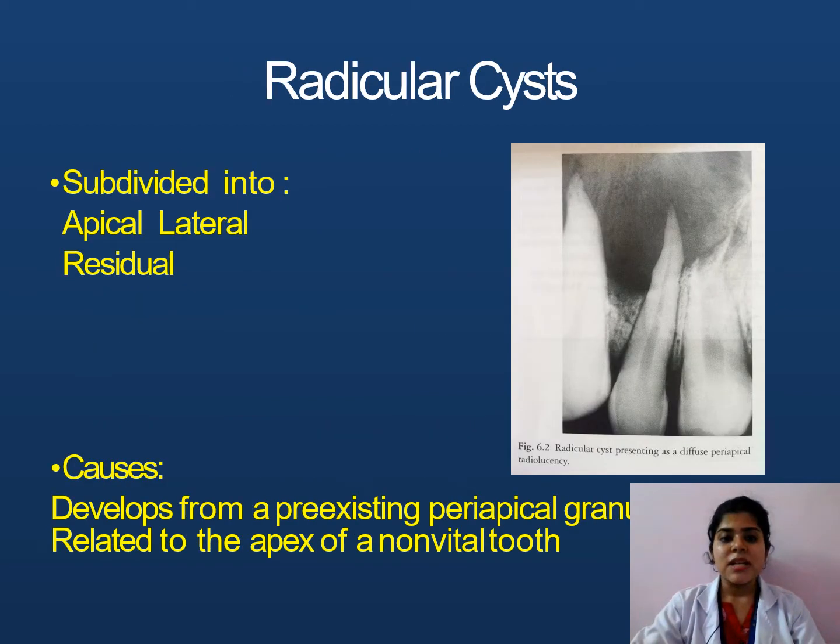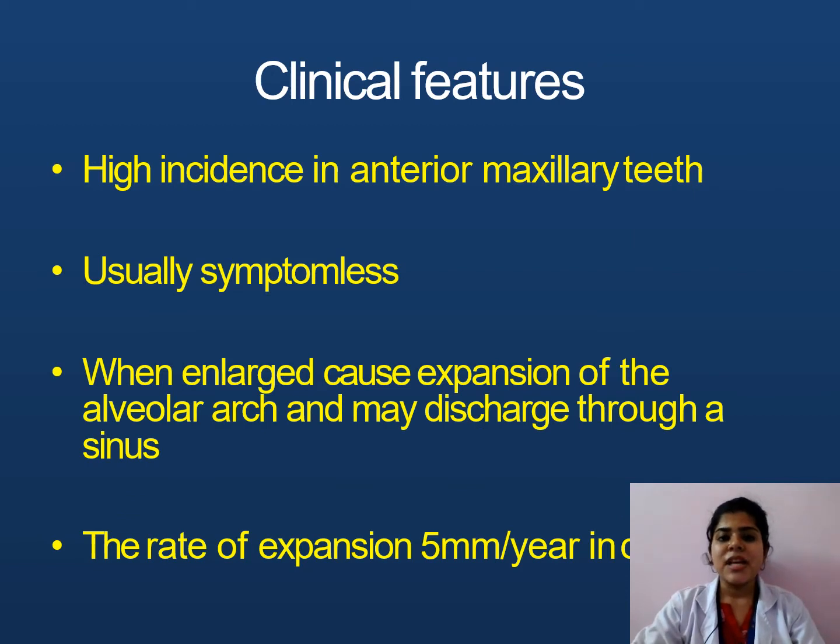The radicular cyst is subdivided into apical, lateral, or residual. It develops from a pre-existing periapical granuloma related to the apex of a non-vital tooth. Clinical features: high incidence in anterior maxillary teeth, usually symptomless. When enlarged, it causes expansion of the alveolar arch and may discharge through a sinus. The rate of expansion is 5 mm per year.